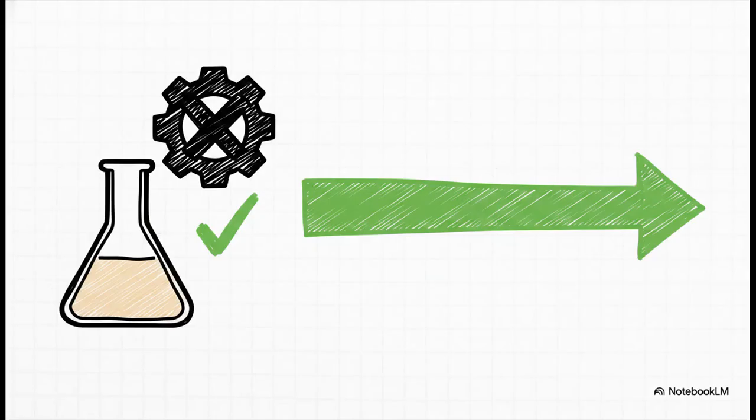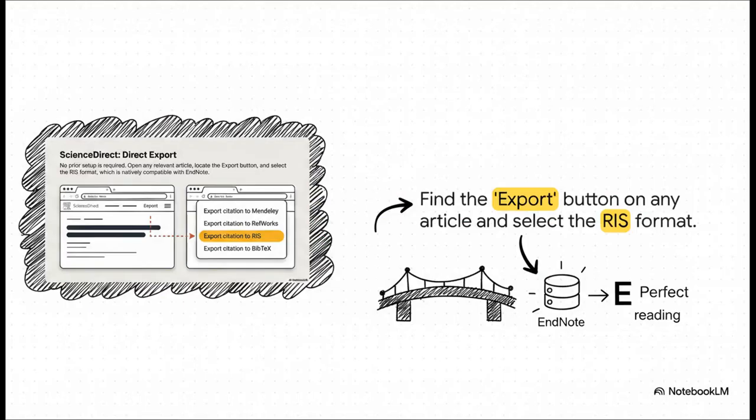All right, let's jump over to our next example, ScienceDirect. And the great news here, there is absolutely zero setup required. You can start importing from here right now. Once you find an article you want, just look for the export button. When you click it, you'll get a few options. All you need to do is select Export Citation to RIS. See, RIS is a universal format that EndNote reads perfectly. Click that, and your bridge file is on its way.